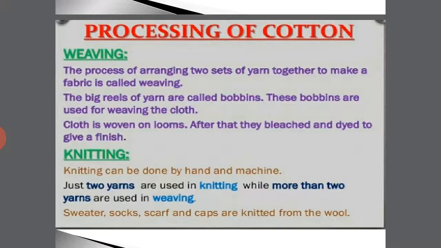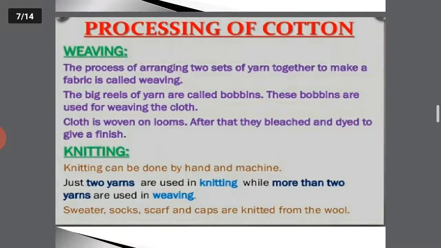After that, the cloth is bleached and dyed to give a finish. The big reels of yarn are used for weaving on looms, and then the cloth can be bleached and dyed to give different colors and a particular finish so that it can be used further. Knitting can be done by hands and machines. Just two yarns are used in knitting, while more than two yarns are used in weaving.